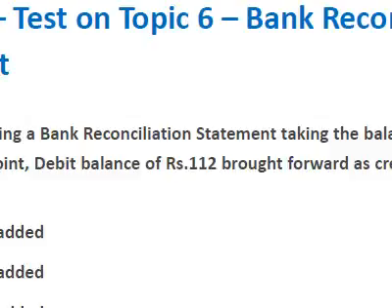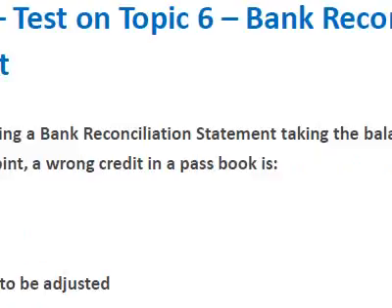So the debit balance of 112 has been brought forward as a credit balance, which means a favorable balance has been converted into an unfavorable balance of 121. Which means we have to convert the unfavorable balance to a favorable balance, which means we have to add 233. We have to add 233 to minus 121 technically to arrive at the correct opening balance in the cash book.